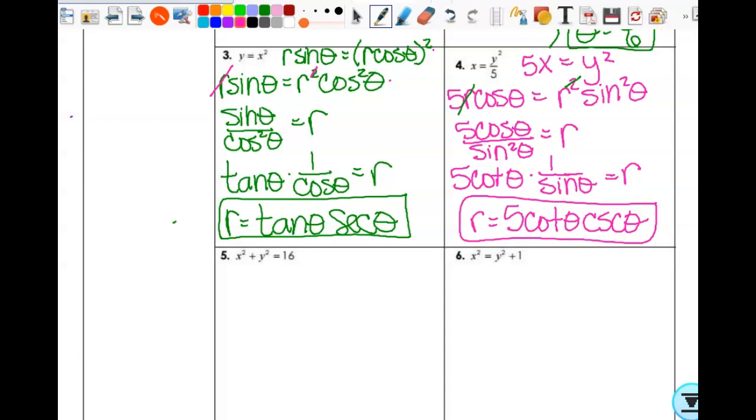What questions do you have? All right, let's look at number 5. What can I substitute for x squared plus y squared? R squared. So r squared equals 16.